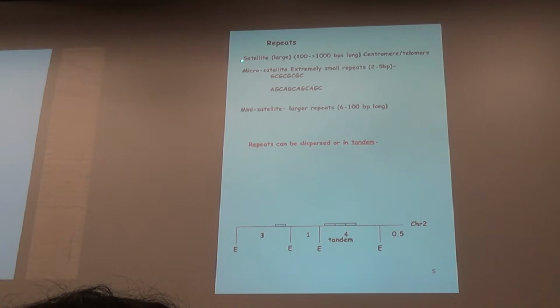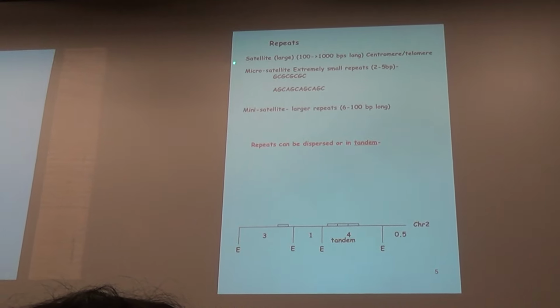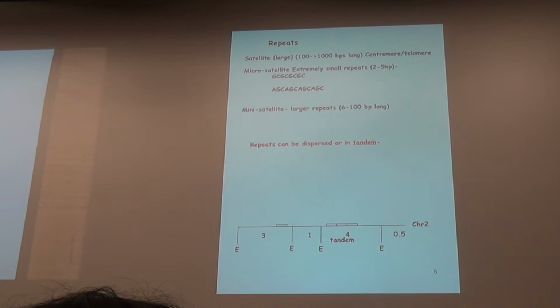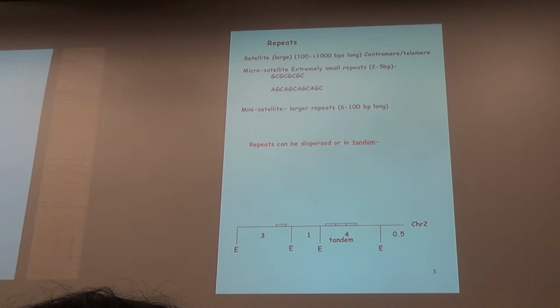So there are different types of repeats. There are satellite repeats. These are very large repeats. One repeat could be 100 nucleotides long, repeated again, and repeated again, and repeated again. Or it could be up to 1,000 base pairs long, repeated again and again. Regions at your centromeres and your telomeres consist of these repeats. They're large repeats that are repeated many, many times. So the centromere in the middle of the chromosome and the ends of the chromosome, the telomeres, basically consist of these repeats.